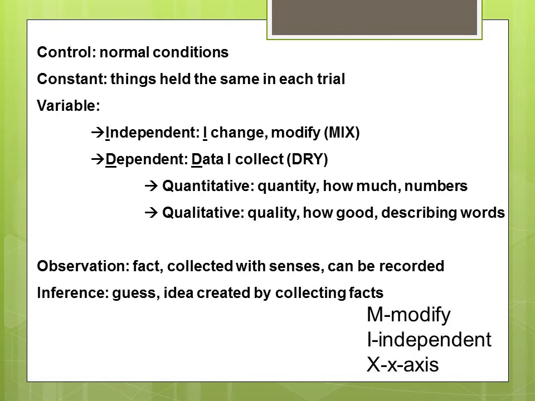So back to mix dry. The reason I think of mix dry is because it's a really quick way to think about the independent versus dependent variable. The independent, again, so the M would be modify. I would be the independent variable, and X, it's found on the X-axis. So think mix. The thing I modify is the independent variable, and it's on the X-axis. And then the next thing to think about is dry. D, dependent variable, which is the results from your experiment or your data, and it's on the Y-axis.